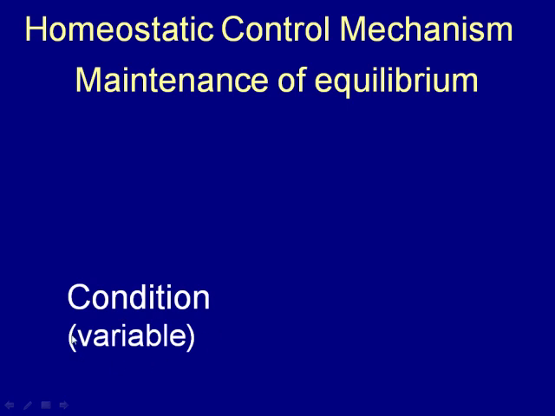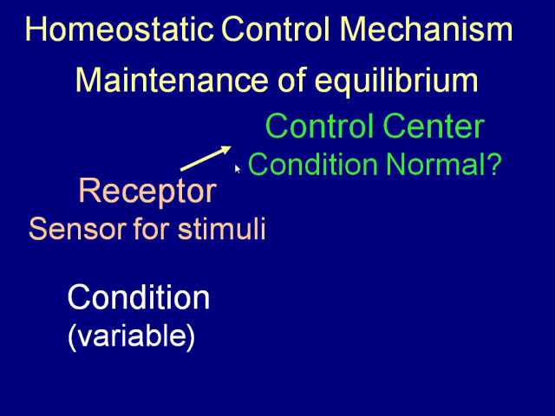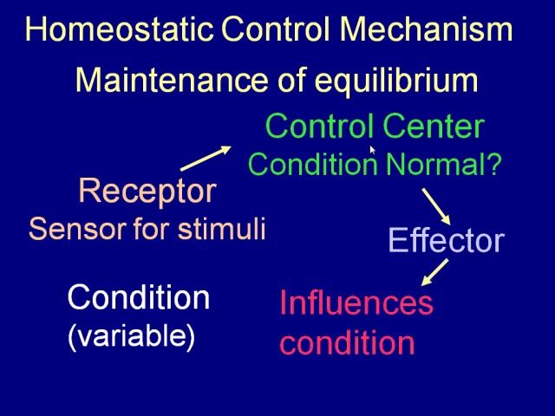There is some condition, some variable that is monitored, so there has to be a receptor for this stimulus. The receptor sends information to a control center somewhere in your body. And the control center is always looking at this information and going, is this normal? Is this abnormal? If everything's normal, nothing happens. But if things start to get a little out of balance, then the control center informs an effector, and the effector is going to influence the condition, keeping it in check.